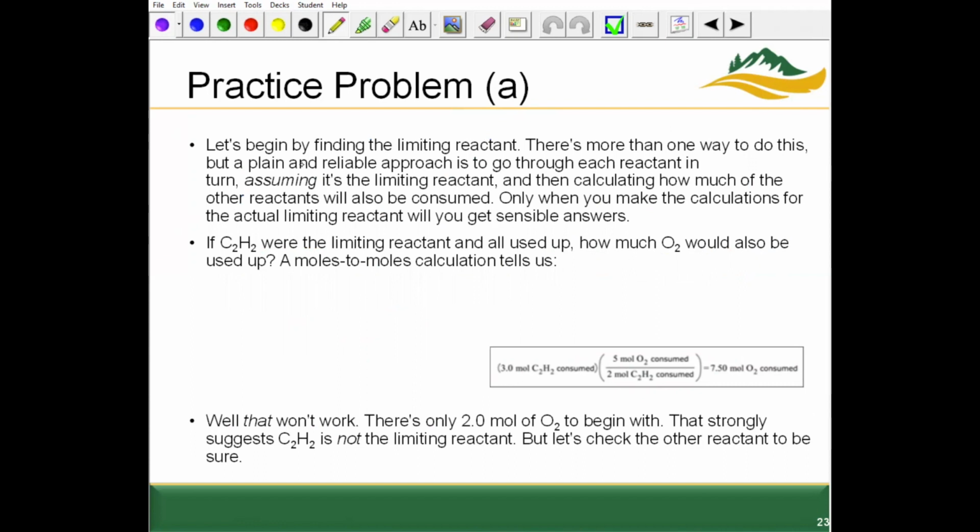So let's continue this problem by finding the limiting reactant. There's a few ways to do this. I'll show you one alternative method called the Rice method in the next problem.